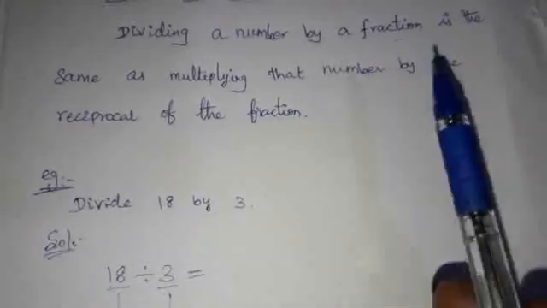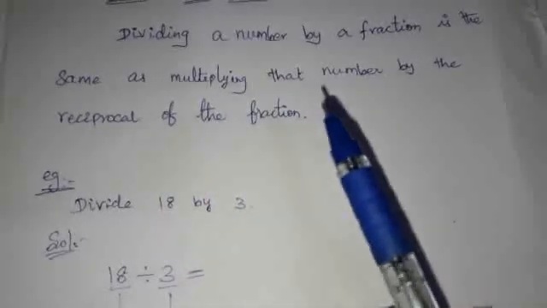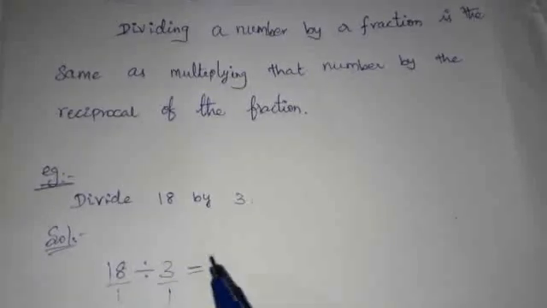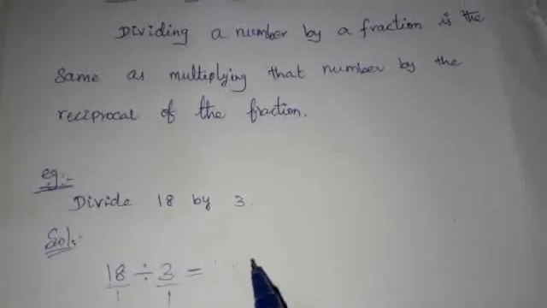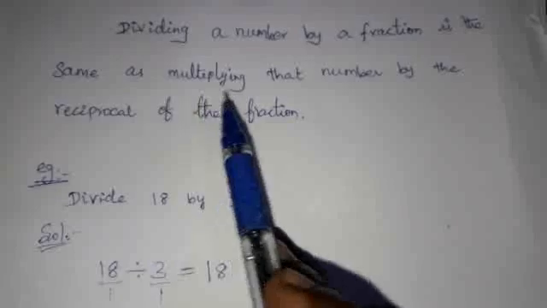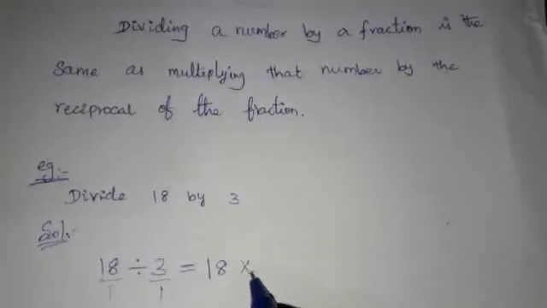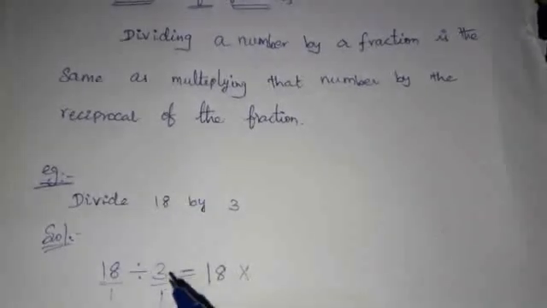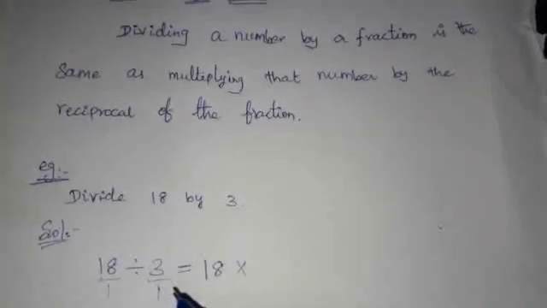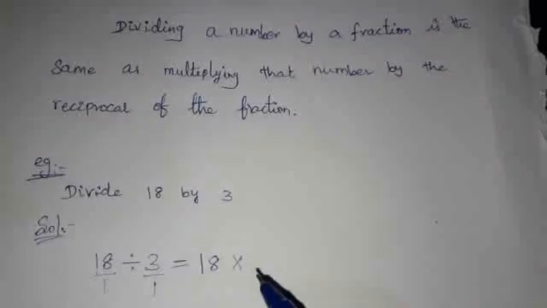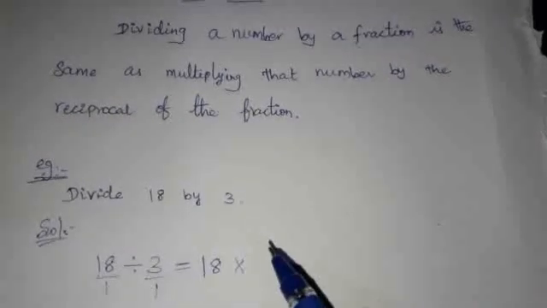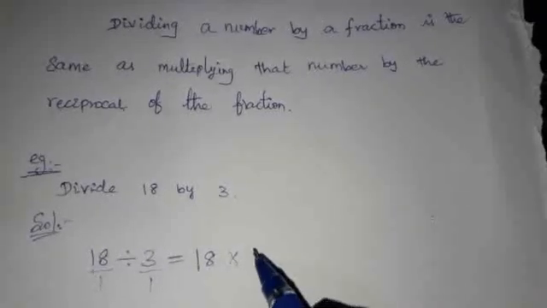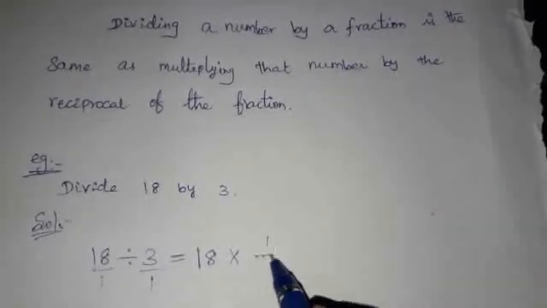Dividing a number by a fraction is the same as multiplying that number by the reciprocal of the fraction. First, you have to write the first number, 18. We are going to multiply. Next, you have to find the reciprocal of the second number. Reciprocal is nothing but the numerator becomes the denominator and the denominator becomes the numerator. That is the reciprocal of this number. So, 3 by 1 will become 1 by 3.